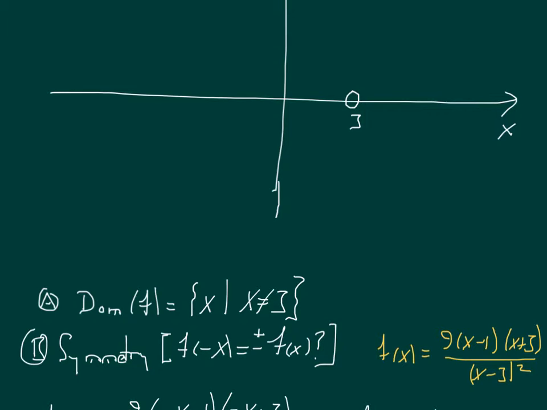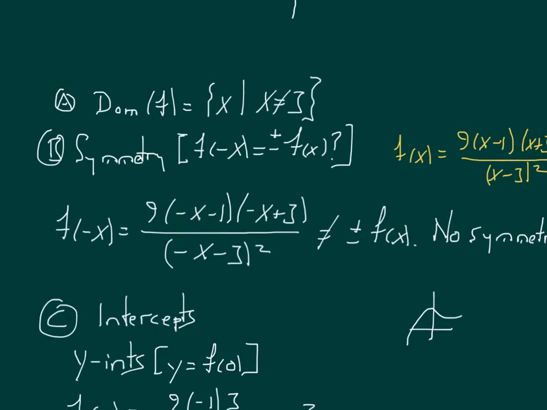So at minus 3, rather, we're going to cross the y-axis. Maybe I should make that one yellow too. That is our y-intercept.